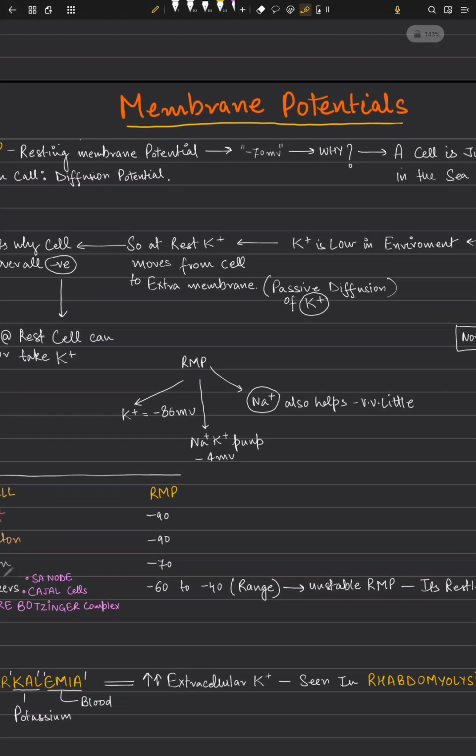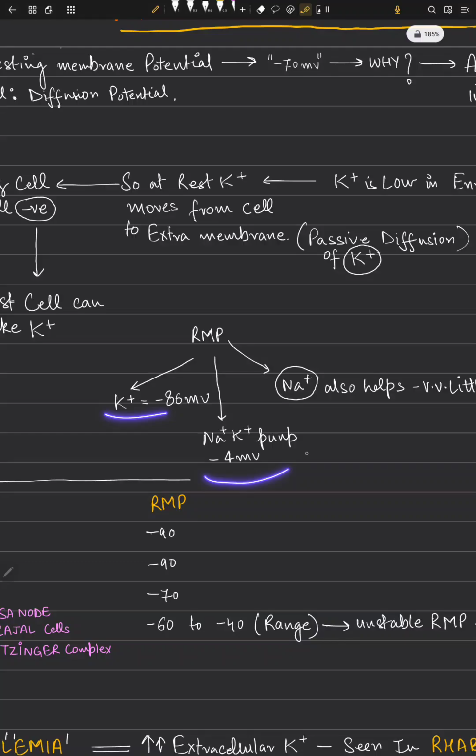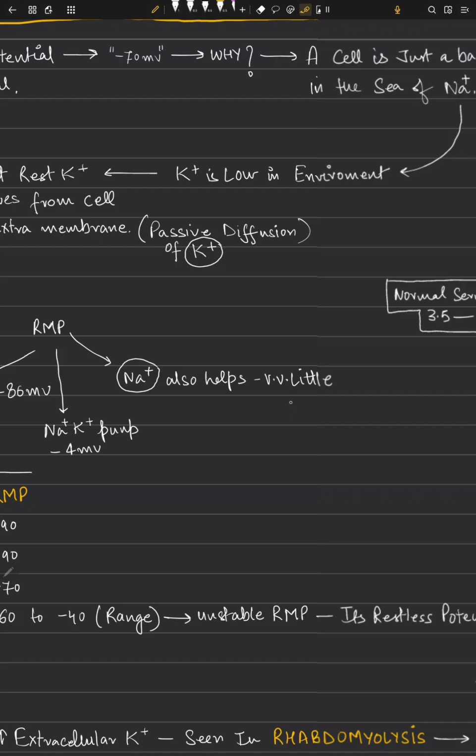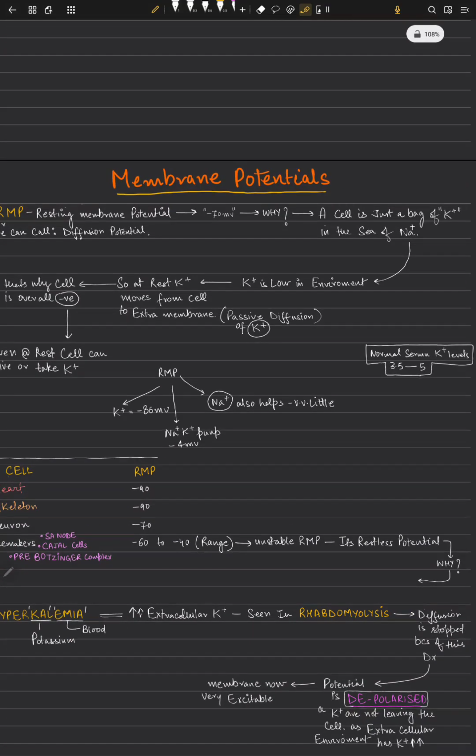I already know. So there are three factors that can change the resting membrane potential. First is potassium. That's the major contributor to resting membrane potential. That contributes around minus 86 millivolt. And the sodium potassium pump contributes about minus 4 millivolt. And positive sodium also helps very little. Okay, so you got it.